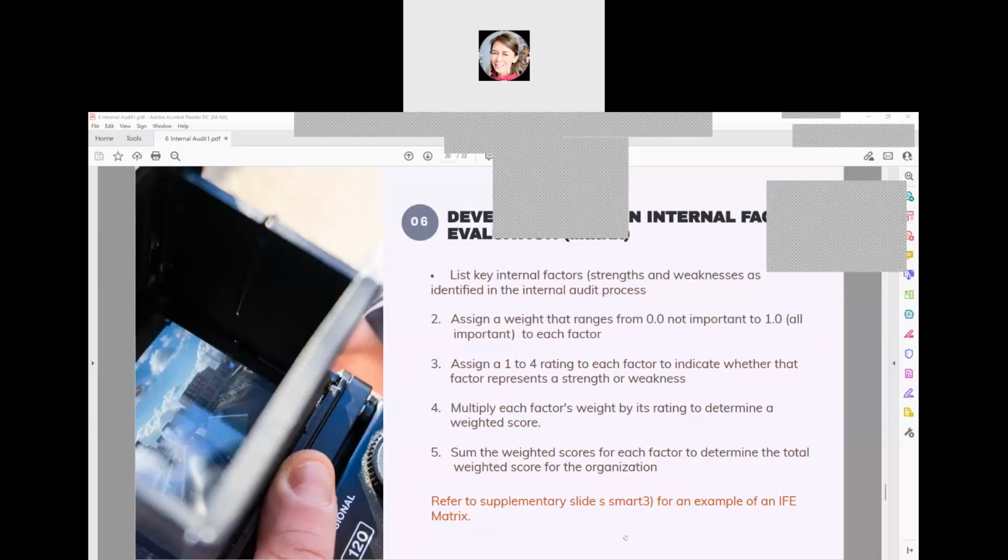Having said that, the IFE matrix is one of the requirements of assignment 2, so you need to be able to come up with the IFE matrix. And of course, chapter 6 is a chapter that you'd have to understand and read through, right?